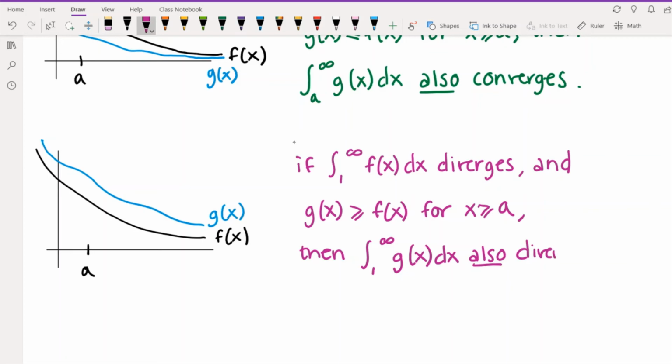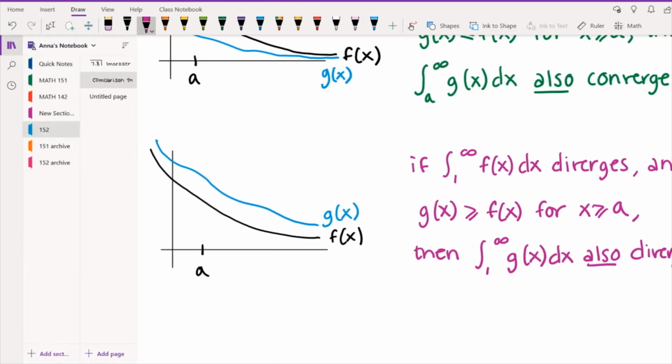And I've found that students, for some reason, get these mixed up. I just think if you took a moment to draw a picture, it would make sense, right? Because it's just like areas. If one function is taller, then its area is going to be bigger. So if the bottom function already has an infinite area, well, then of course the function above it is also going to have an infinite area. So let's see an example of how this one would work out.